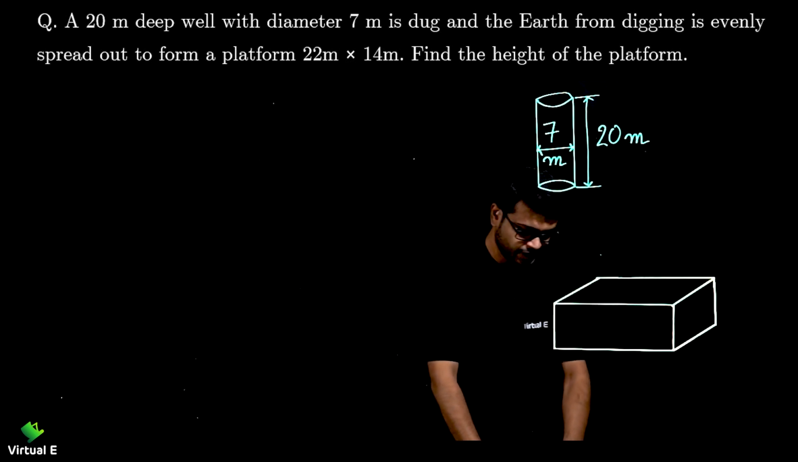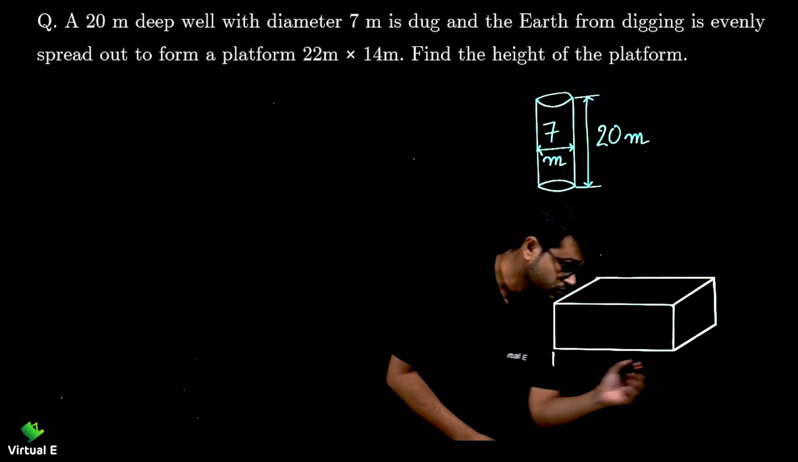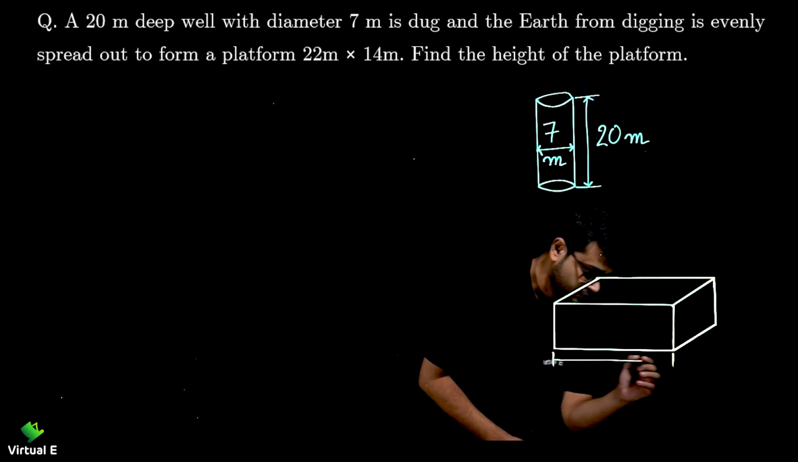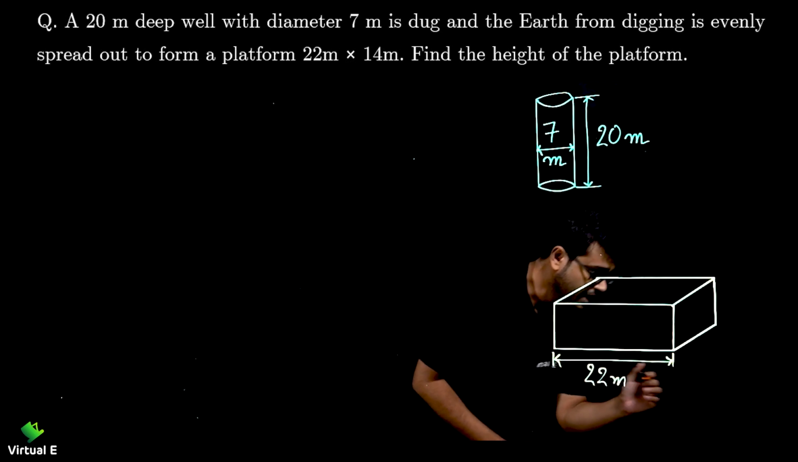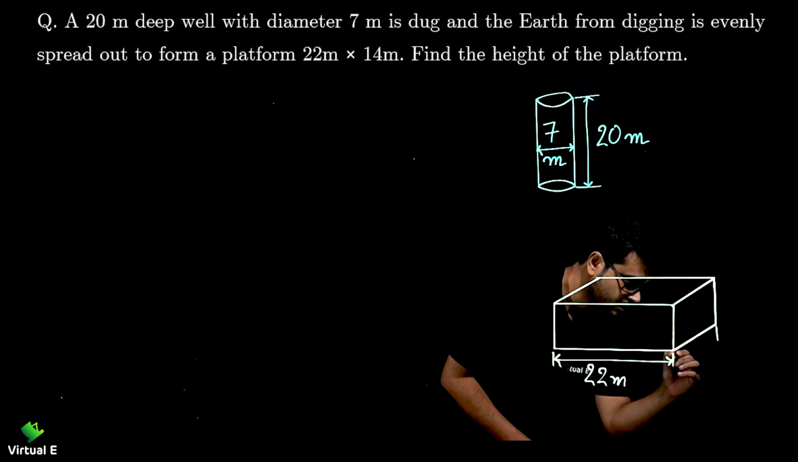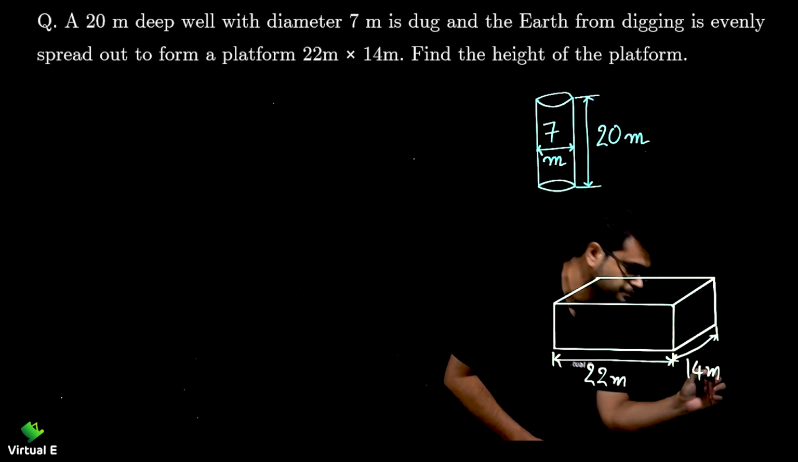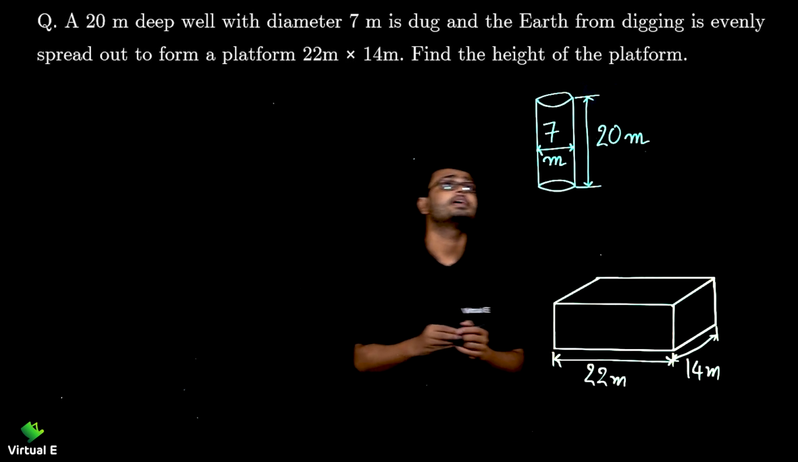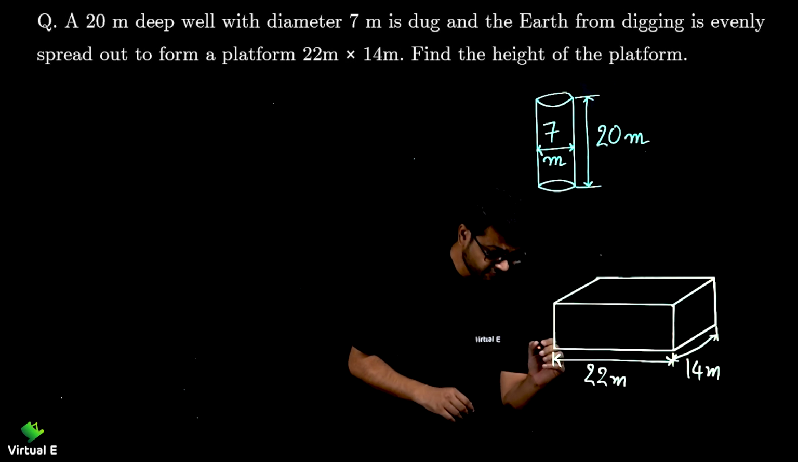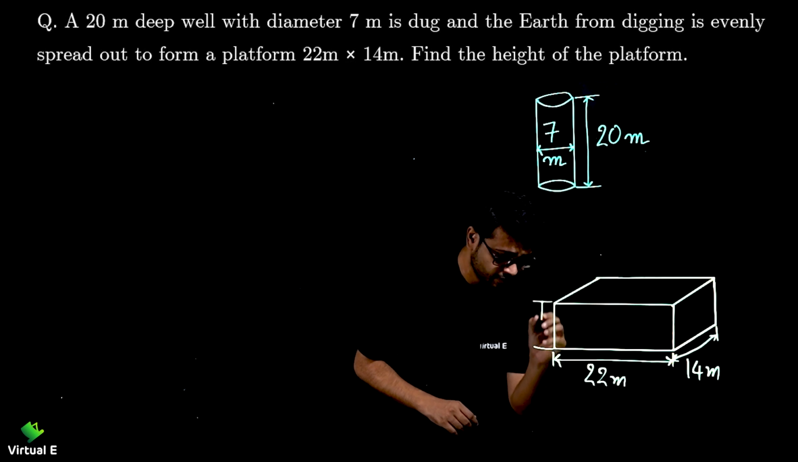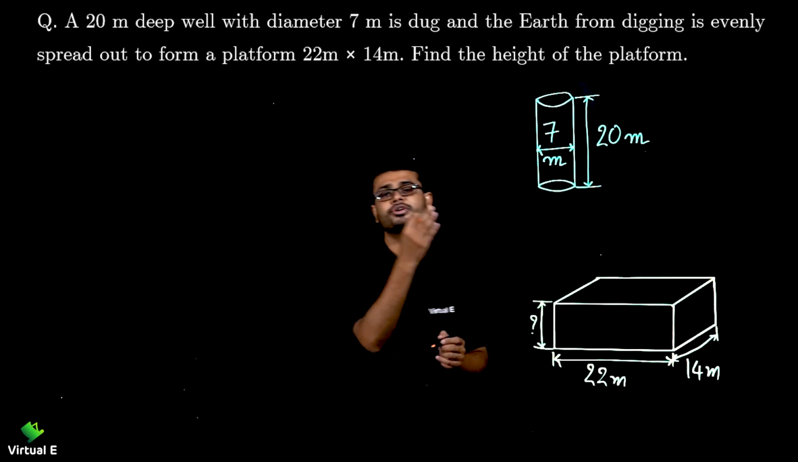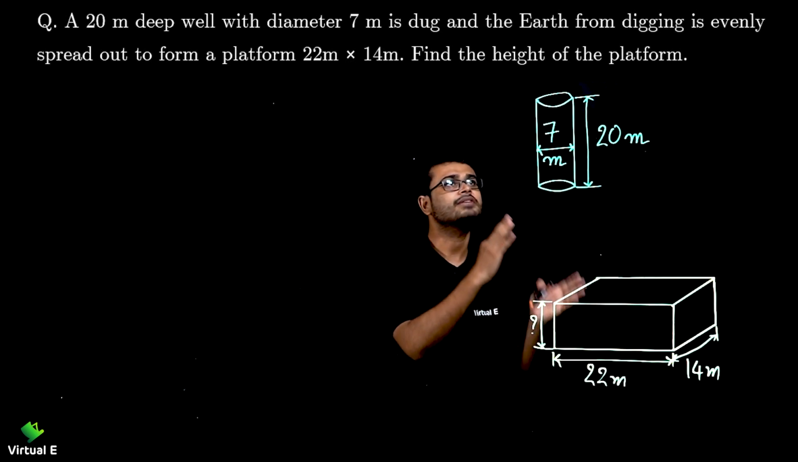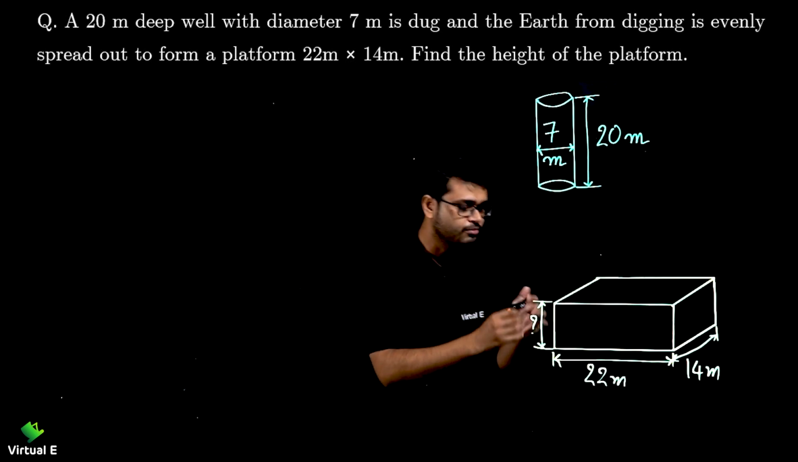Okay, so let's say this is 22 meter, 22 meter by 14 meter. Good. Find the height of the platform. Now what we need to find, the missing one, is height. So this is a cuboid shape, obviously cylinder to cuboid. We are going to compare the volume of cylinder with volume of cuboid.